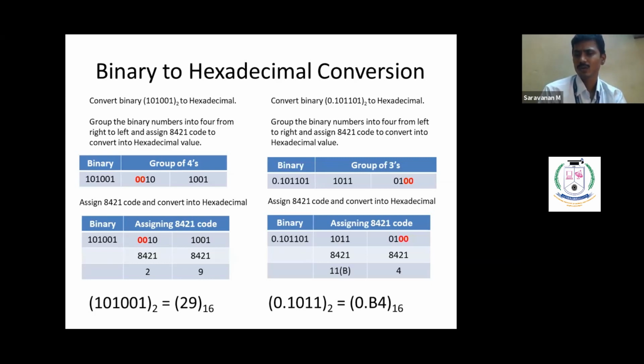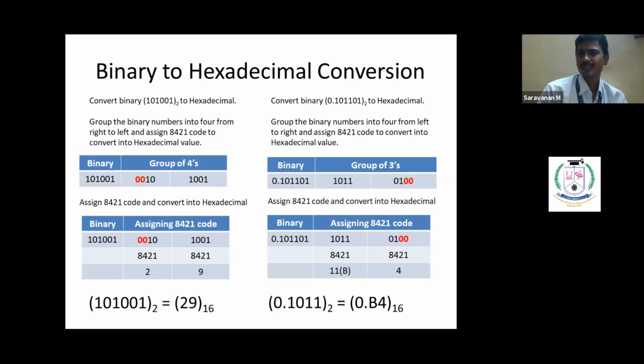Only three numbers are there, and we have to make groups of four. So we can append a zero at the right side so that we get 0110, which was given in the red color shading. You can see that, right? So the decimal part is grouped into two groups. Group 1 is 1011, and the second group is 0100.